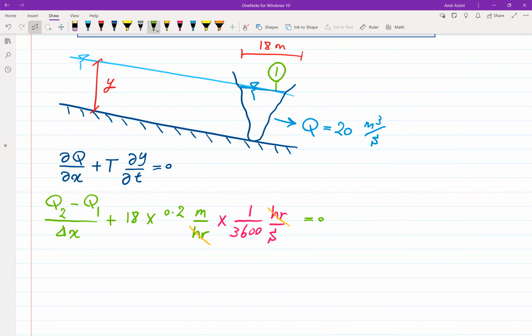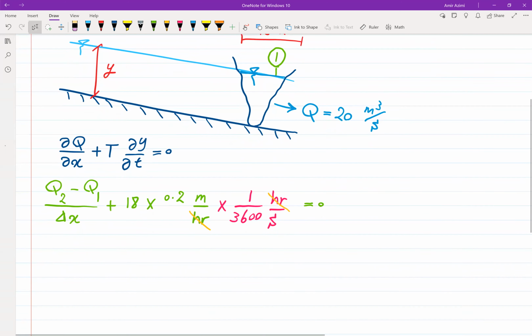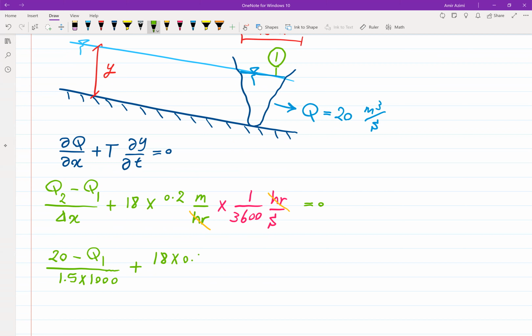Okay, so Q2 is given at the section that's downstream. So here I have 20 cubic meter per second minus Q1 divided by delta x, which is 1.5 kilometer. I need to multiply that by 1,000 to convert it into meter, plus 18 times 0.2 divided by 3,600 is equal to 0.